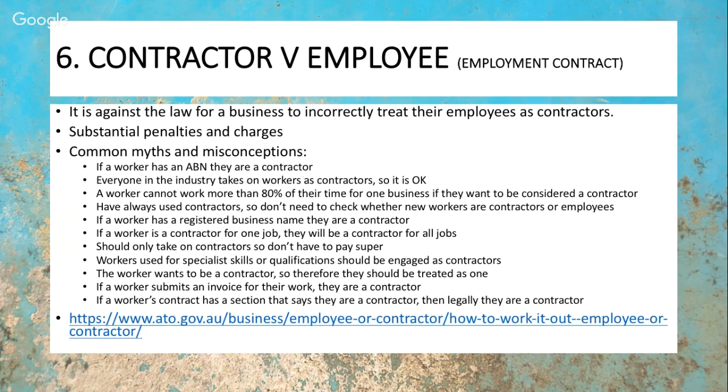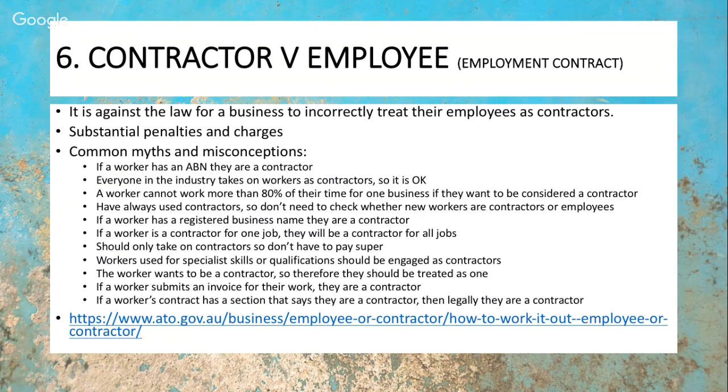If a worker submits an invoice for the work, they're considered a contractor. Again, just because someone's submitting an invoice doesn't mean they are a contractor. It comes down to the essence of the contract. And if a worker's contract has a section that says they are a contractor, then legally they are a contractor. With this, just because something is written into a contract doesn't necessarily mean it is true. The ATO will always look at how that contract plays out in reality.